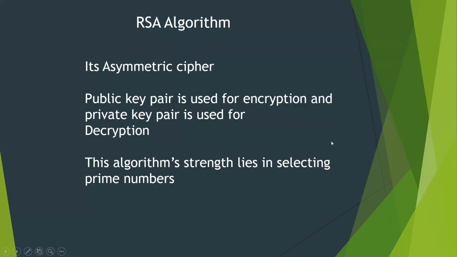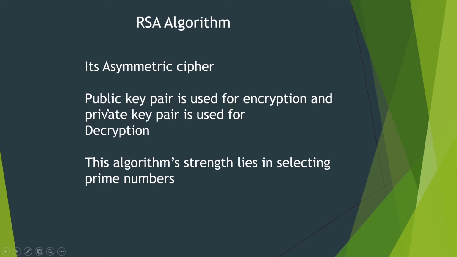Now in this video we are going to talk about the RSA algorithm, and this RSA algorithm is an asymmetric cipher. That means we will use one key for encryption and another key for decryption. For encryption the key is called a public key, and for decryption it is called a private key. The public key pair is used for encryption and the private key pair is used for decryption.